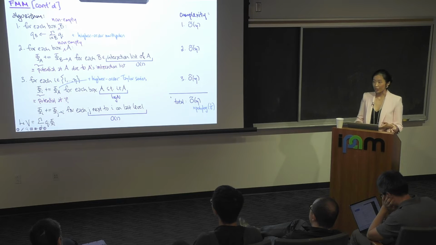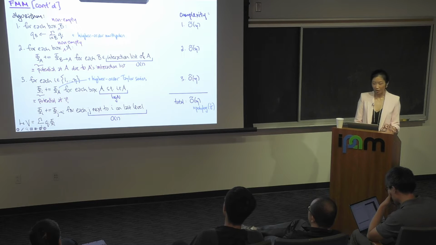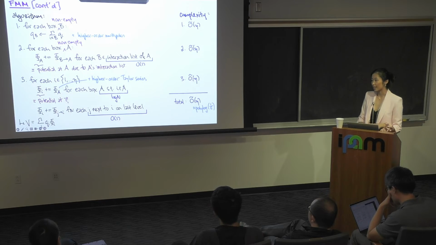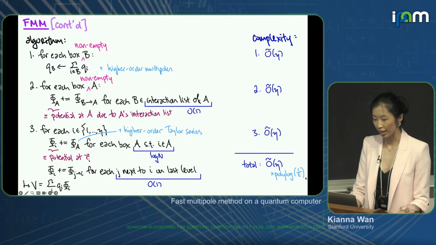And again, to get arbitrary accuracy, instead of just doing this sort of 0th order approximation, we use higher order multipole moments and keep around more terms in the Taylor expansion. And this just ends up incurring logarithmic overhead in the inverse error.